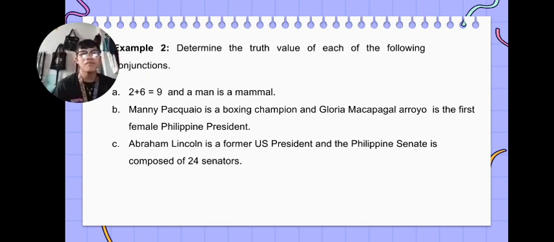Next, Abraham Lincoln is a former US president and the Philippine Senate is composed of 24 senators. Since both propositions are true, the conjunction of the compound proposition is true.